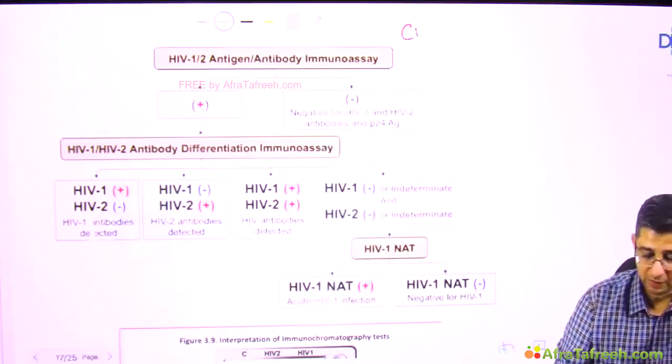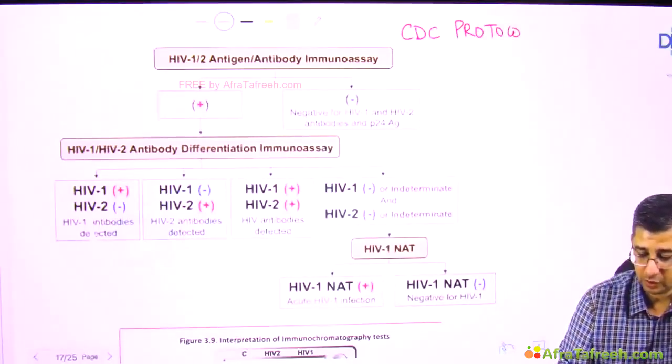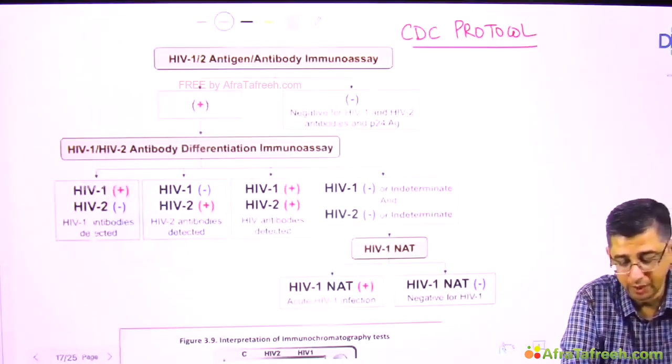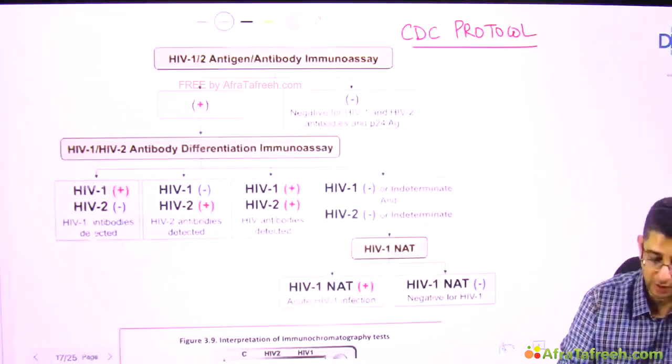If they specify the words CDC protocol for HIV detection and ask what procedure is to be followed, then the first thing we do would be an HIV-1/2 antigen-antibody combined immunoassay. The word to be remembered here is combined immunoassay.